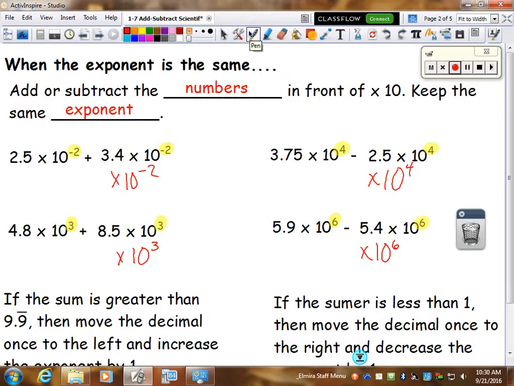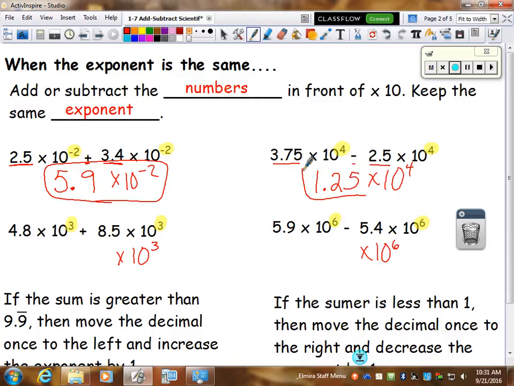Okay? So that means 2.5 plus 3.4 is 5.9, and then that would be my answer. And 3.75 take away 2.5 is 1.25. And that would be my answer. Okay, so great little shortcut. And it works sometimes. It works when our exponents match.